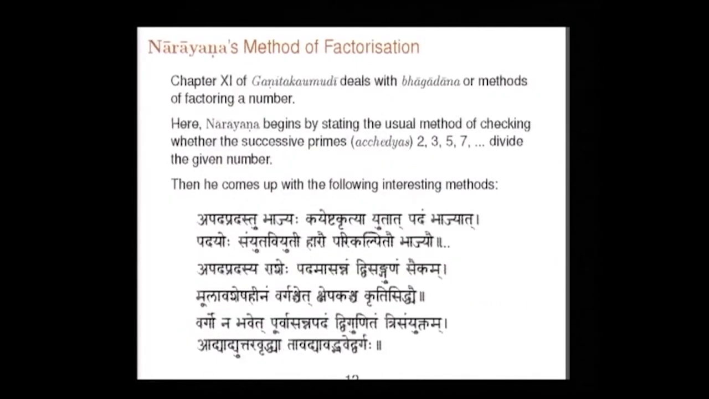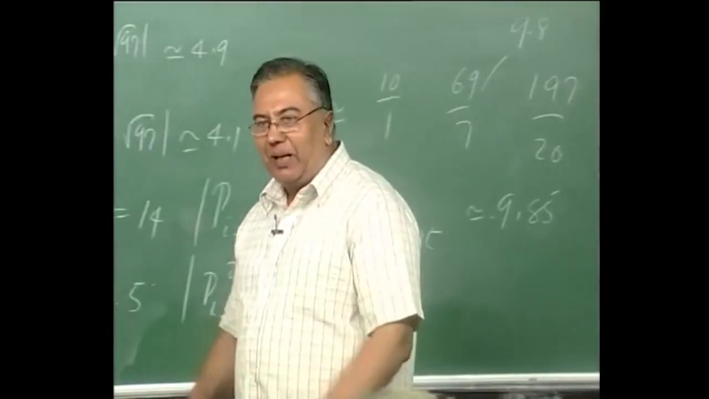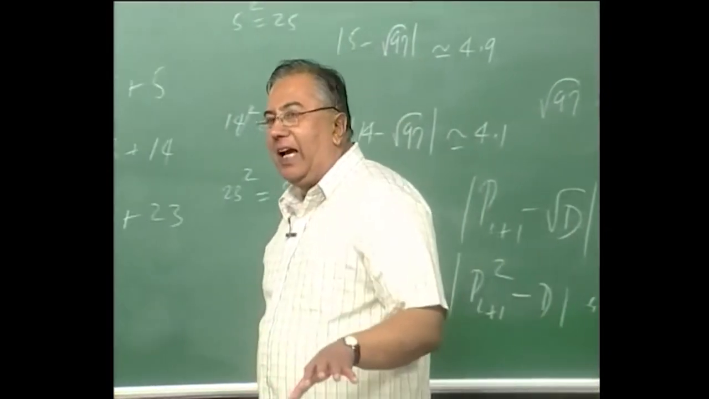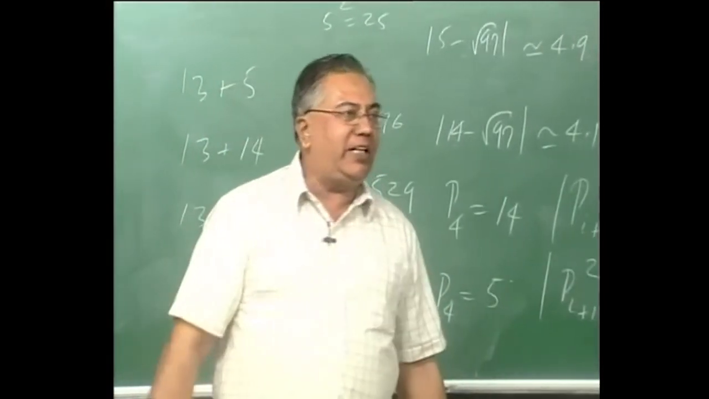Now we come to Narayana's method of factorization. There is something interesting that he does. To start with, this is the first book in Indian mathematics which seems to talk about the issue of factorization. In Greek mathematics, Euclid's book itself starts by talking about factors and primes and things like that. All that discussion is generally missing in Indian mathematics books. This is the first time it occurs, and Narayana does bring in something very special when he starts this subject.